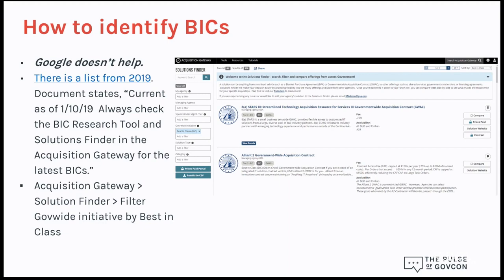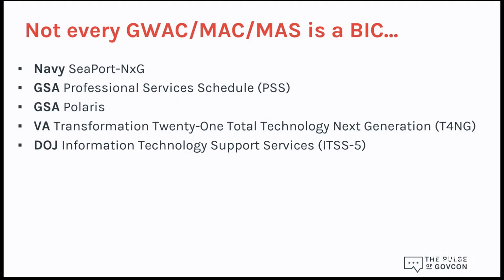So this is a little screenshot here, and if you need to learn anything from today, it's how to see how the government defines BICs and which ones are BICs. Go to Acquisition Gateway, Solution Finder, filter Government-wide Initiative by Best in Class, and you will get that list. Now, as I mentioned before, not every GWAC, MAC, MAS, et cetera, is a BIC. So some popular ones that people have access to that are not BICs include Navy Seaport Next Gen, GSA PSS, GSA Polaris, which is obviously still an active bid, the VA's T4NG, and DOJ's ITES 5.